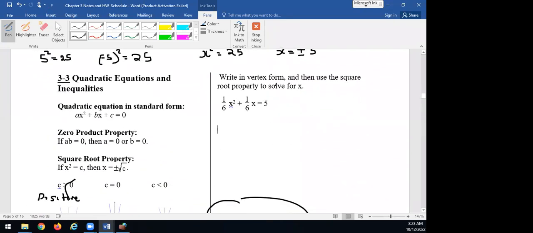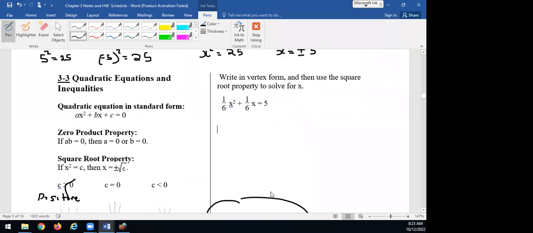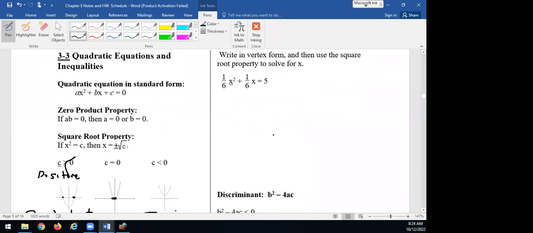Now here we ask to write this in vertex form and then use a square root property to solve. So this is what you have been doing in 3.2, and I trust that you watched your recording, so you can now do this. What I'm going to do is to get rid of the denominator to make life easier for us. To do that, we can multiply the equation by 6. It's an equation, so if you multiply each term by 6, that will cancel the denominator.